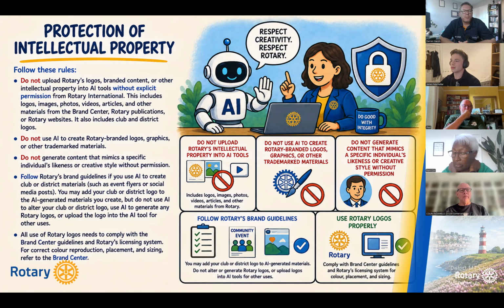Do not generate content that mimics a specific individual's likeness without their permission. And basically, like all our public image stuff, follow Rotary's brand guidelines to create your club or district materials for flyers. Now, what they actually say in their guidelines is you can add your club or district logo to the material you create afterwards. And I'll show you a great example of what you can do in a second about this.